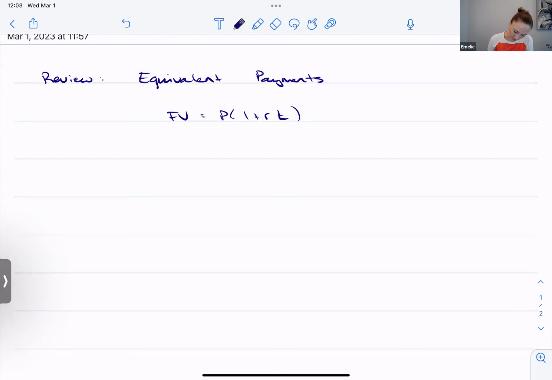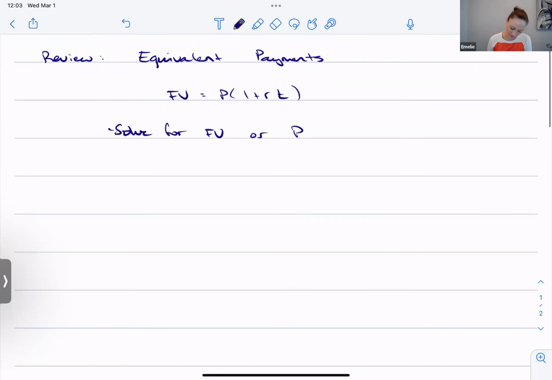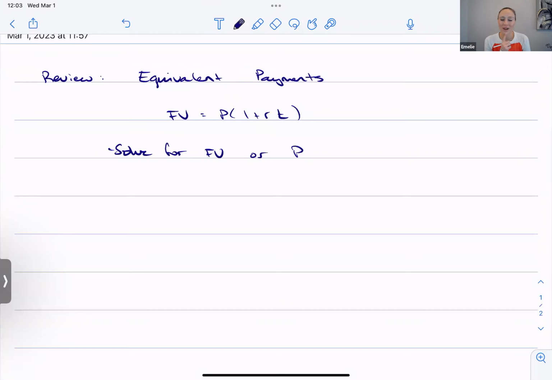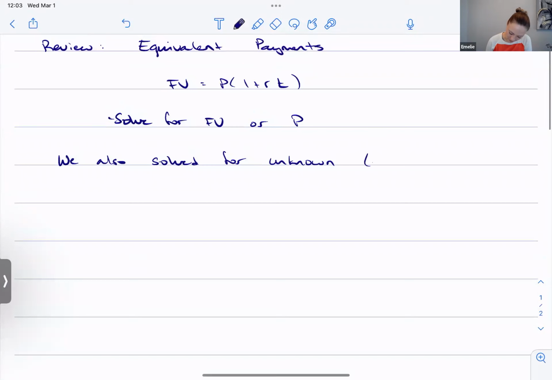And so we can solve for future value, or P, and that timeline is going to be really, really helpful. We also solved for unknown payment amounts, unknown equivalent payments.